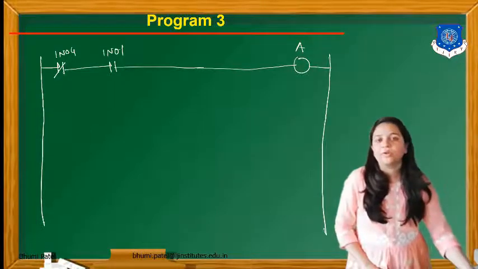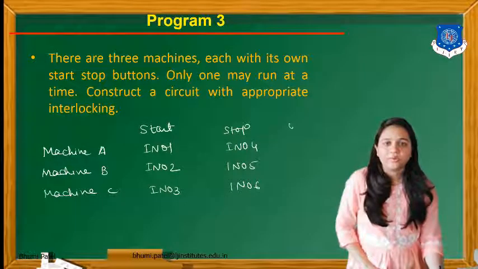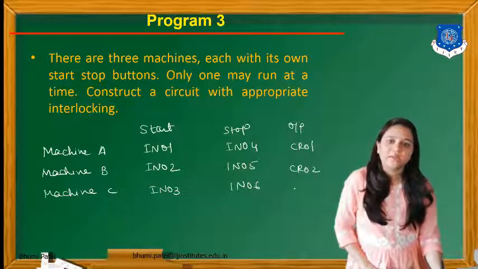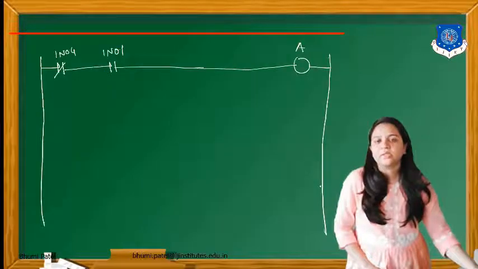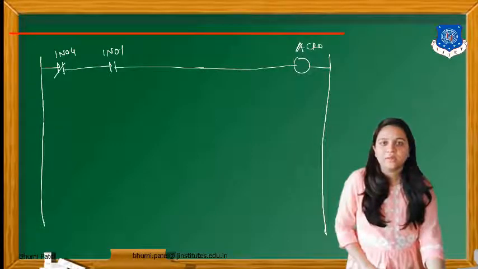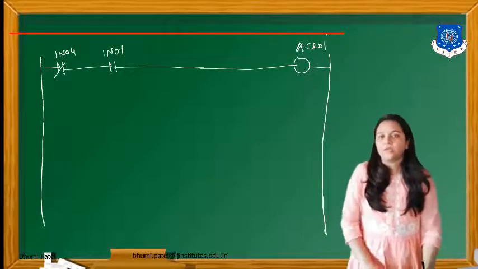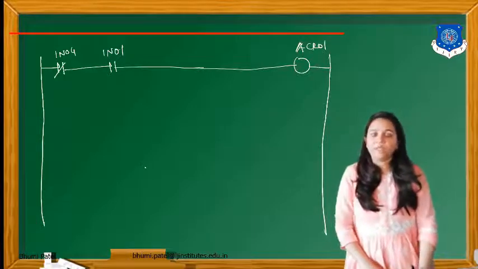Okay, we have to also define the output signal. So for machine A, the output is CR01. For machine B, it is CR02, and for machine C, it is CR03. So we can put here CR01. Okay. So whenever the input signal or the switch is on, machine A will be on.